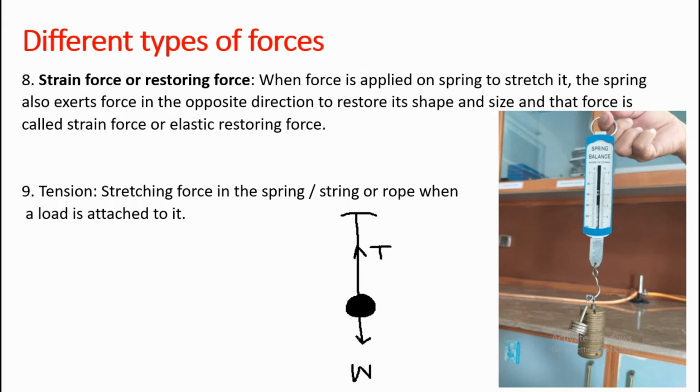Tension force is a stretching force in a spring, string, or rope. For example, in a figure, there is a body hanging with a string. The weight of the body is in the downward direction, while the upward force is known as a tension force.